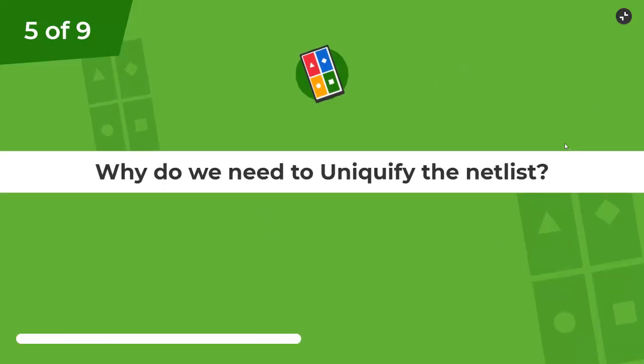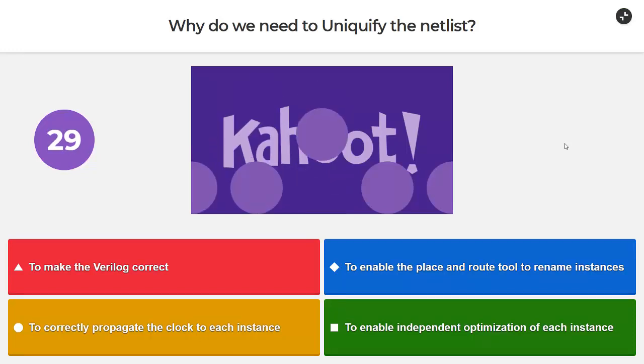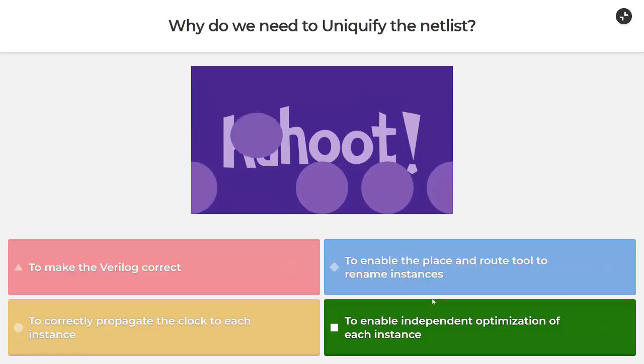So our next question is, why do we need to uniquify the list? To make the Verilog correct, to enable the place and route tool to rename instances, to correctly propagate the clock to each instance, or to enable independent optimization of each instance. What a strange word, uniquify. Well, what is it going to be? I guess we'll try to enable independent optimization of each instance.